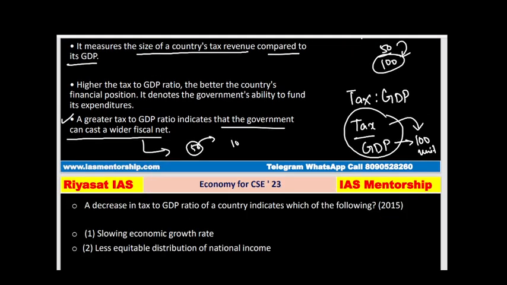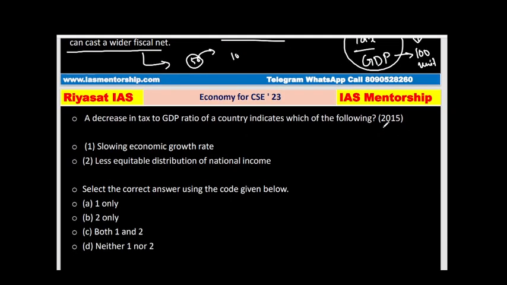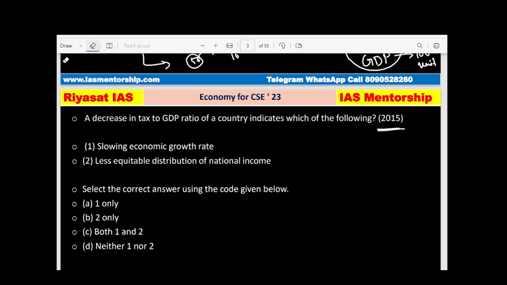A question can come, and a question has already come in 2015 if you see. What does the question say? Let us see. A decrease in the tax to GDP ratio of a country indicates which of the following scenarios? First, slowing economic growth rate. Second, less equitable distribution of national income. So what do you think? What can be the answer? As I have already told you, if my tax to GDP ratio is higher, this means that my economy is very good.